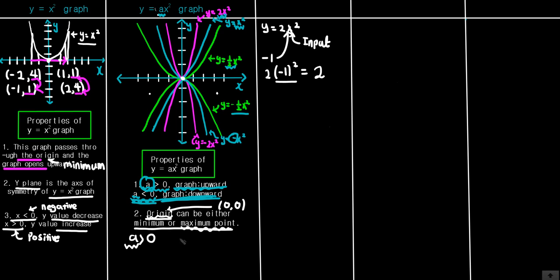And let's think about when the origin becomes a maximum point. The maximum point will be when the a value is less than 0, which means it is negative. For the negative a, there are three cases right over here, and let's just pick one of them as our choice. So let's pick y equals negative 2x squared. So y equals negative 2x squared.